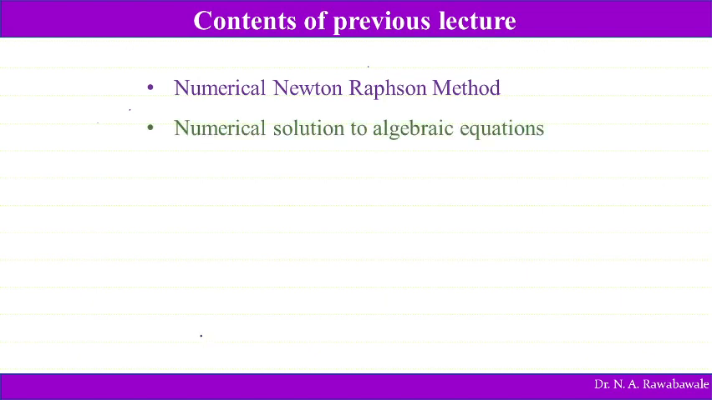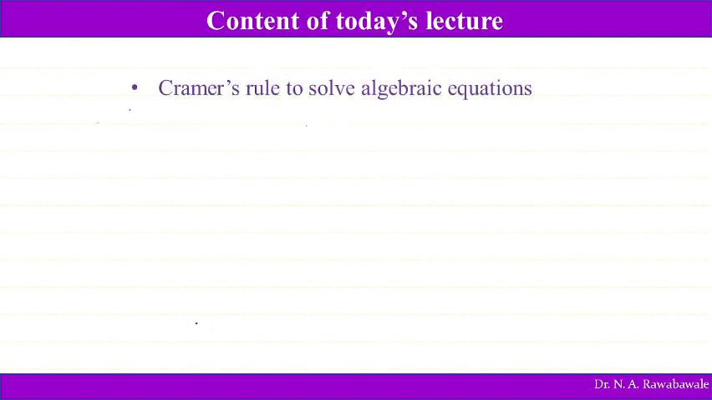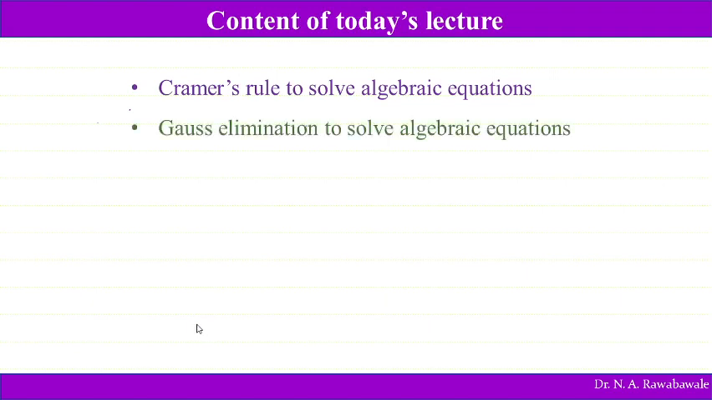In the previous lecture we discussed numericals on the Newton-Raphson method and numerical solution to algebraic equations. Today we are going to discuss Cramer's rule to solve algebraic equations and the Gauss elimination method to solve algebraic equations. So very first we want to discuss Cramer's rule. Cramer's rule is nothing but the concept of determinants used to solve algebraic equations.